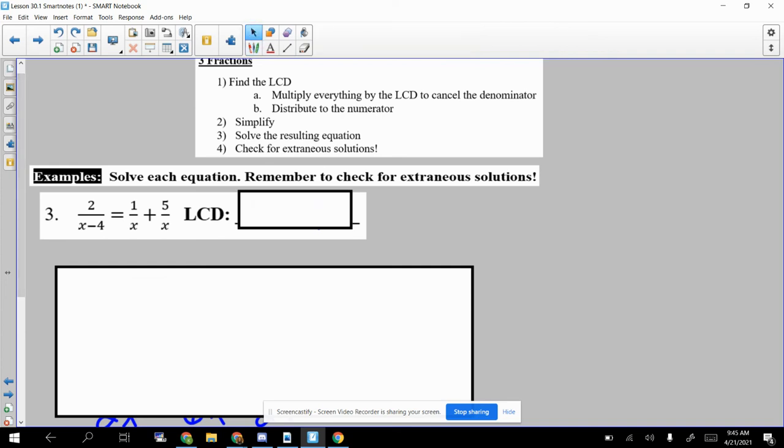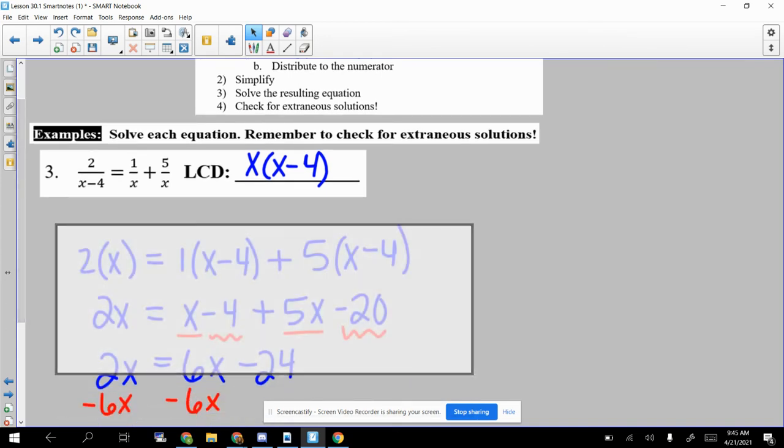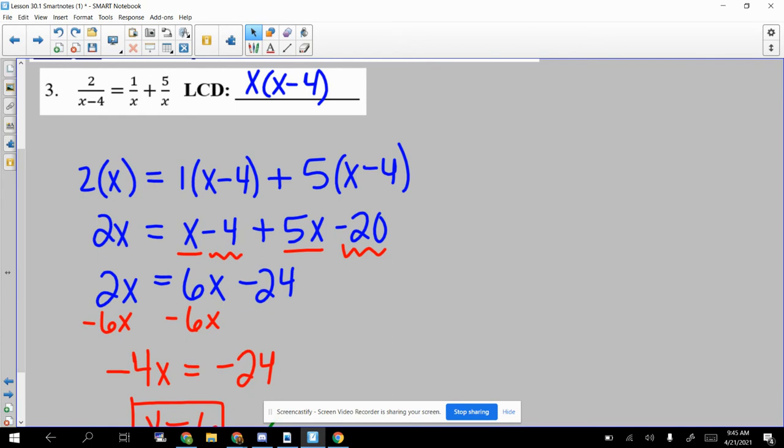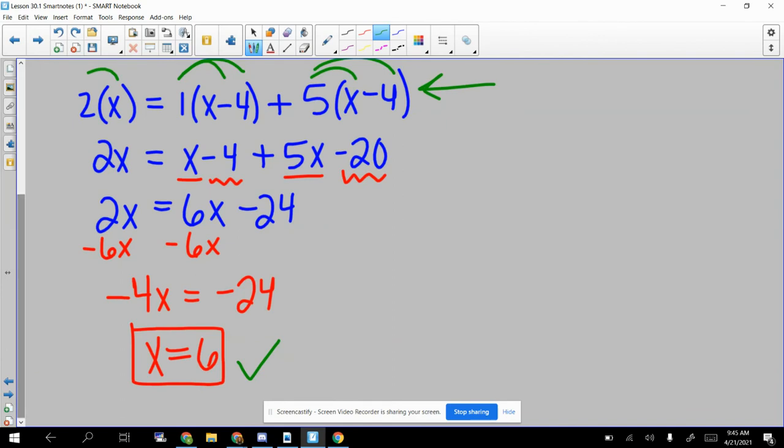So hopefully first you came up with the correct LCD, x times x minus 4. And then you were able to solve. You have to multiply the first one by x, and then the second one by the x minus 4. So that's what I did in this first line here. And then I just distributed and simplified. So distribute, and then I combined like terms.